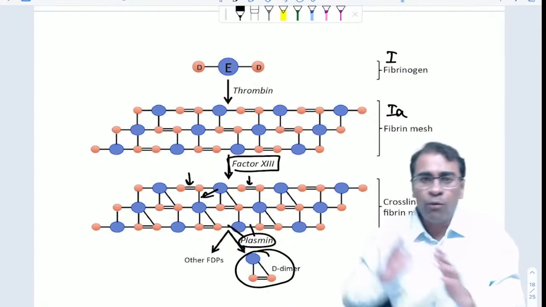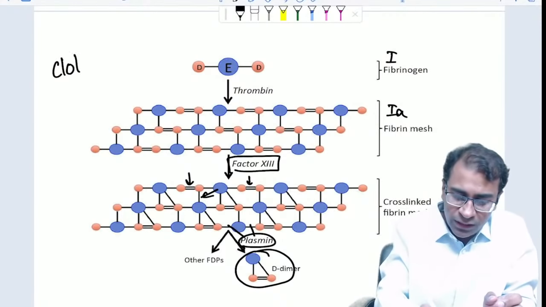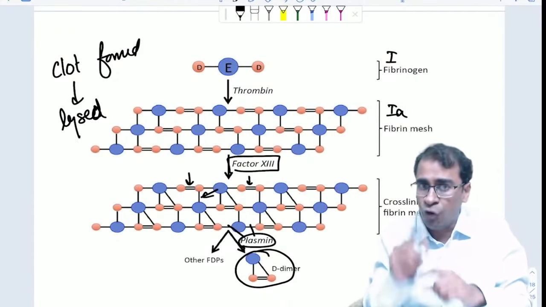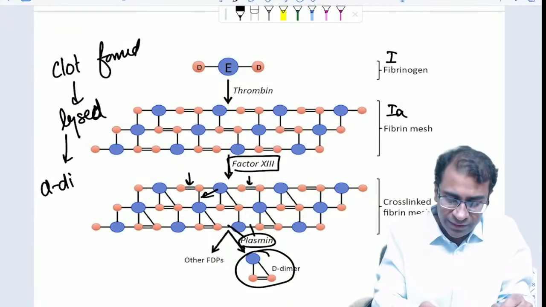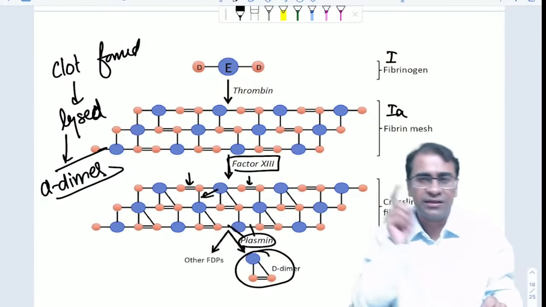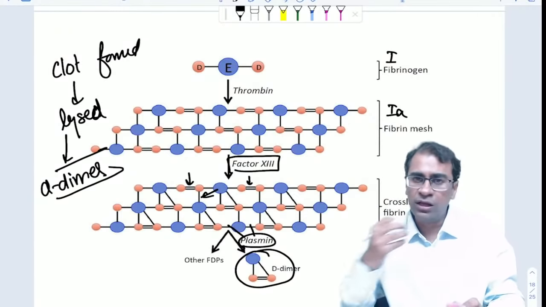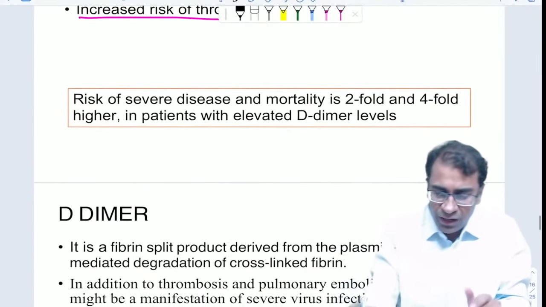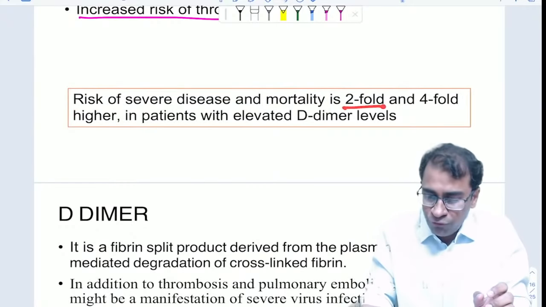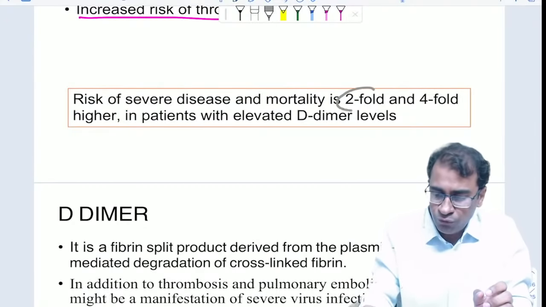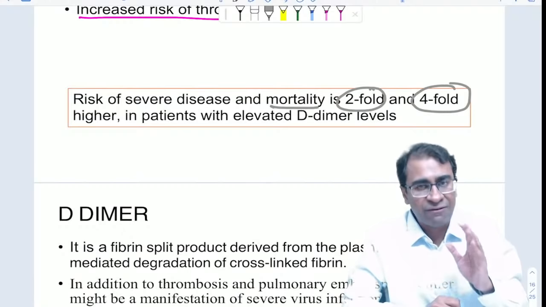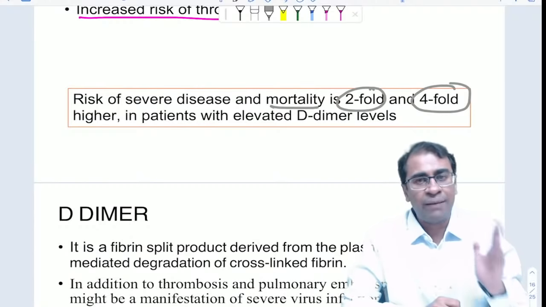That means a D-dimer molecule is formed only when a clot is formed and then lysed. Only when the clot has formed and then lysed, it will lead to D-dimer formation. And therefore, one reliable marker that a clot was formed and then lysed is D-dimer analysis. Let's come back to the basics now. Look. Remember, risk of severe disease and mortality. This is very, very important to understand. Severe disease is twofold, and for mortality, it is fourfold higher. Okay, that means D-dimer is definitely correlating to high morbidity and mortality in a patient.